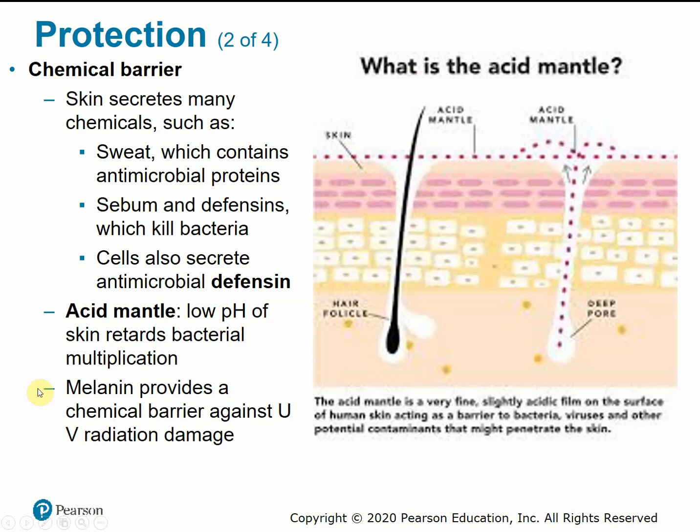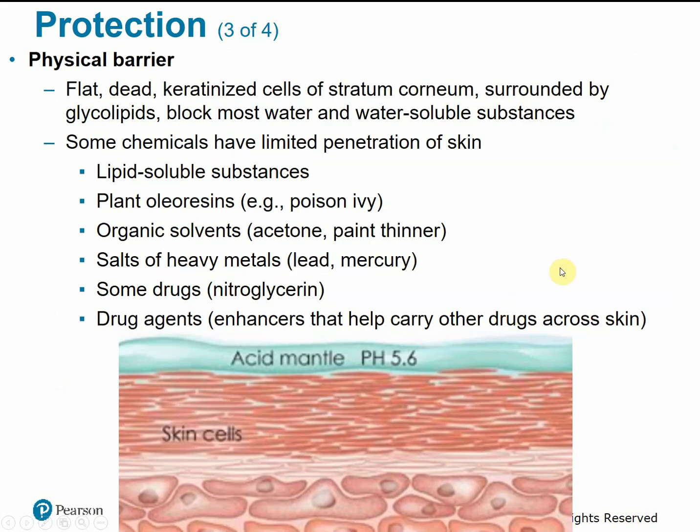Also, melanin, the pigment in the skin, is going to provide a chemical barrier against that UV radiation. We said the physical barrier was just the thickness and durability of that stratum corneum and the keratinized cells. So these flat, dead keratinized cells are going to block most water and water-soluble substances. It's also going to help protect against abrasions.